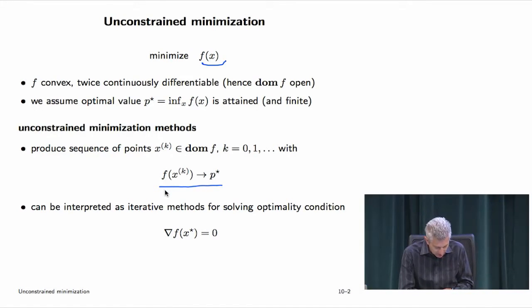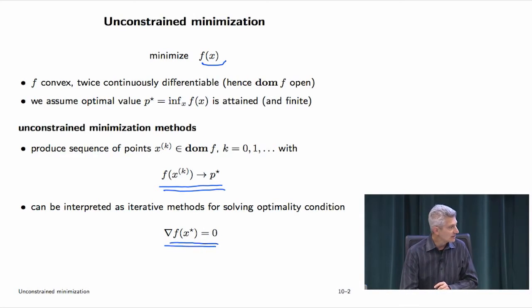And you can interpret a method that produces a minimizing sequence, that's sometimes what people call a sequence that does this, as an iterative method for solving the set of equations which are the optimality conditions. It's the gradient equal to 0, right? So that's the other way to interpret it. And in fact, for several of the algorithms, we'll see both interpretations are quite illuminating.